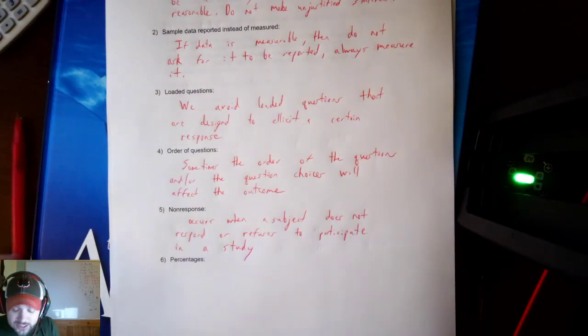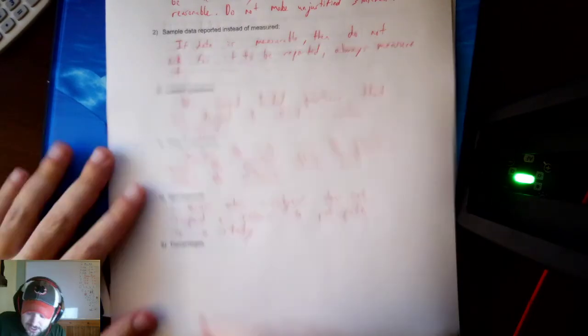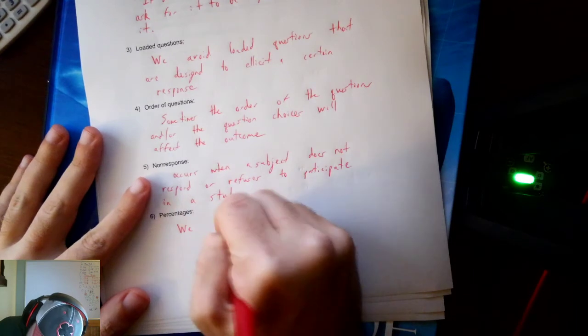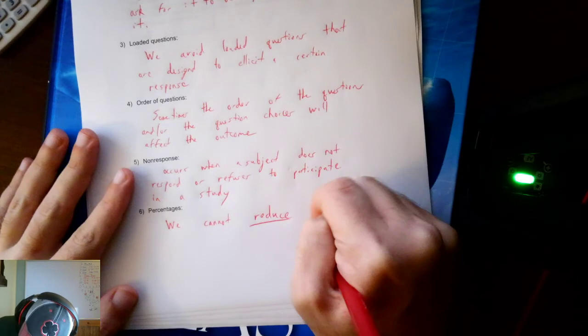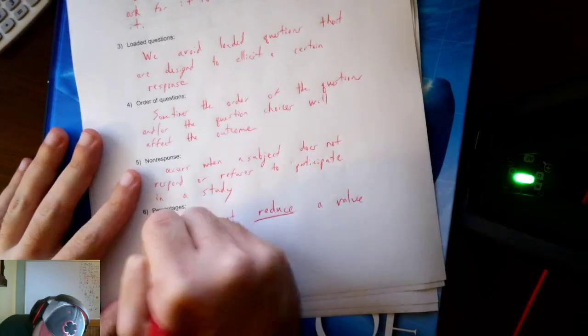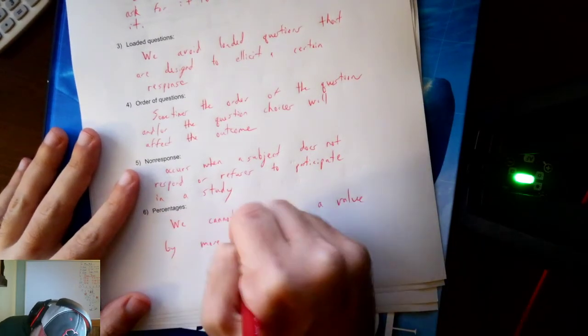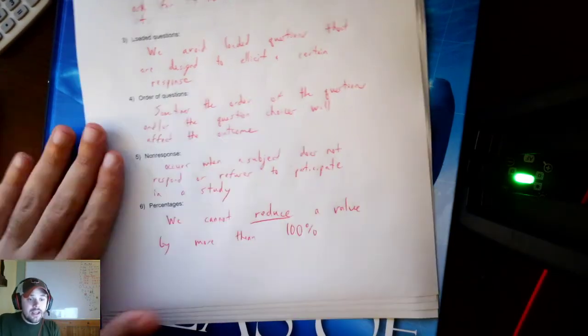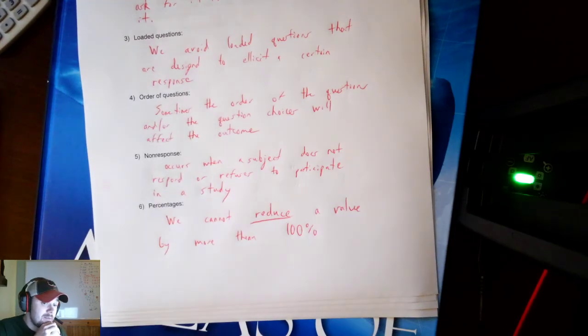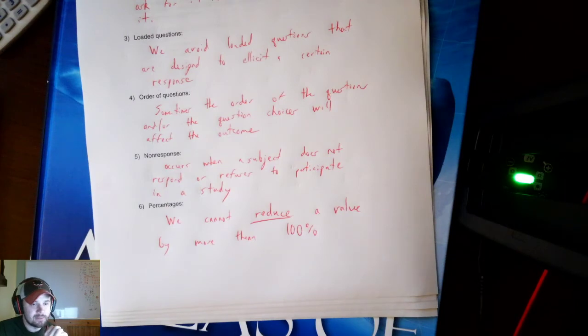And then percentages. With percentages, we cannot reduce a value by more than 100%. If something claims to reduce something by more than 100%, they are lying. If you take 100% away from something, you're left with nothing. A great example of that would be those infomercial ads that you see on TV.